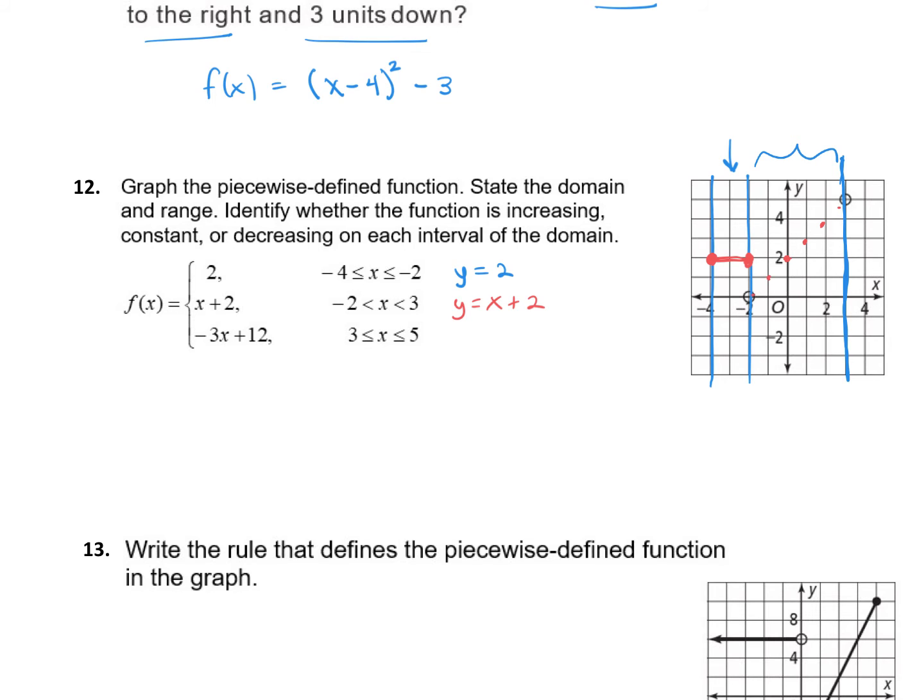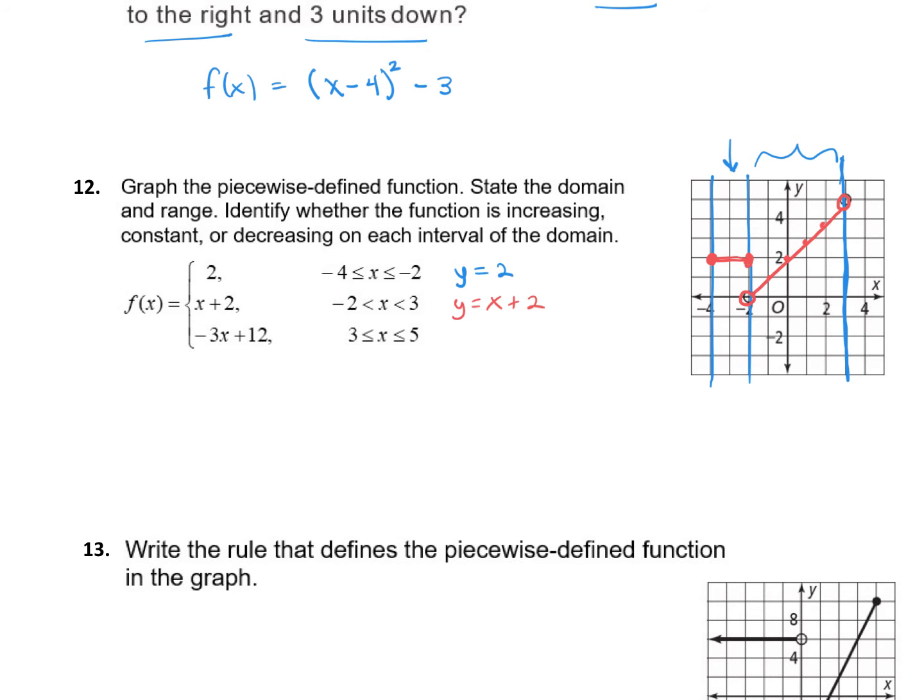I'm going to backtrack, draw that line in, and then determine if I want open or closed circles on either end. It says negative 2 is less than x, so that will be an open circle. Now I see why they gave us that open circle there. X is less than 3, that is another open circle where it hits the 3. And there's the piece of that line.